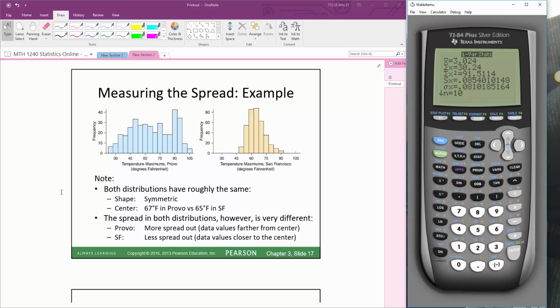But if you notice, the spread in both of these histograms is very different. In Provo, we have more spread out, which means my data values are farther from the center, so much more spread out compared to the San Francisco example. And notice that the x-axis is the same on both histograms, so we can really compare those. That's one thing you want to make sure you notice when you look at histograms, because some things could look different just because they have a different axis.